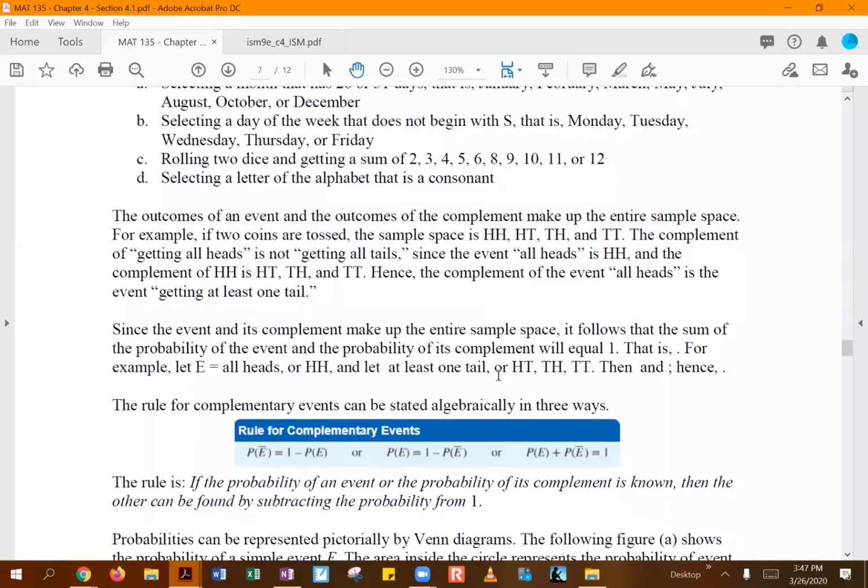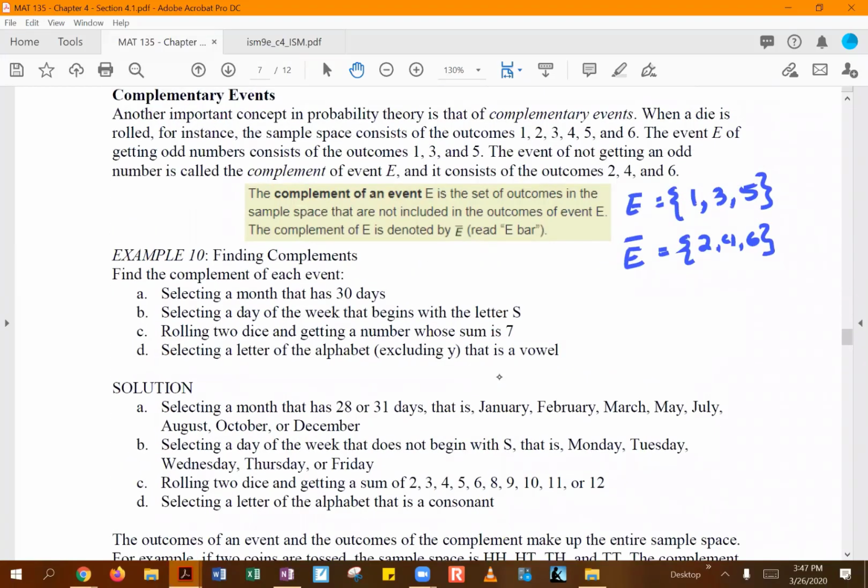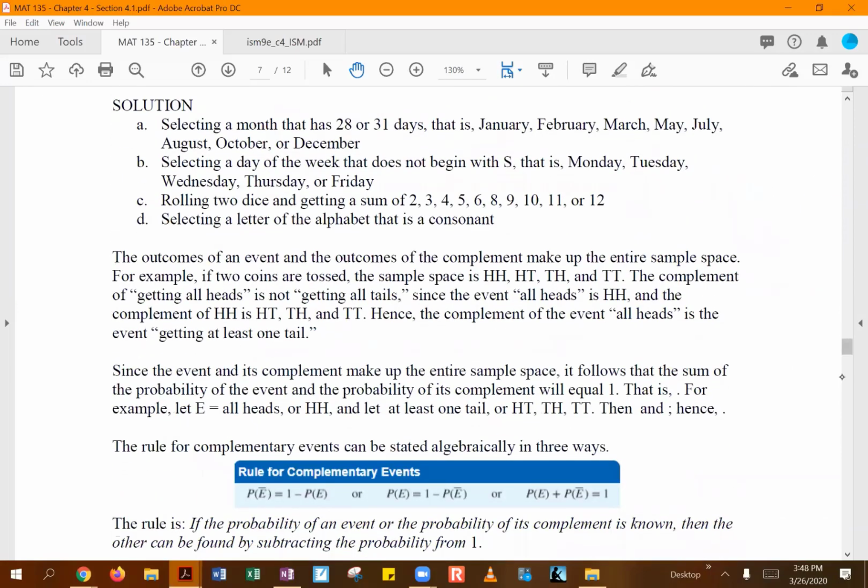Okay, let's look at how to find probabilities of complementary events. So we're saying the outcome of an event and the outcome of the complement have to make up your entire sample space, because whatever you are not including in the event E itself, you're including in the complement, right? So together, they have to make up your sample space. So you should have basically all of these events in your sample space. So that's kind of what this little line here is talking about.